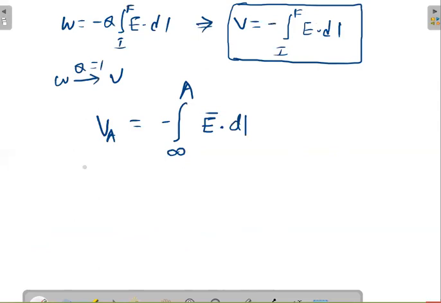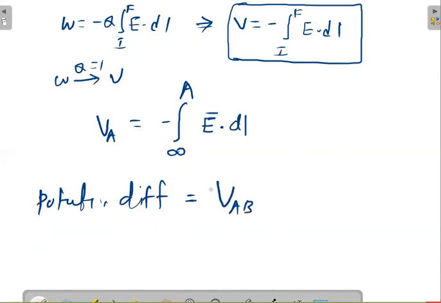Minus integral from infinity to A of E dot dl. Now the question arises: what is the potential difference? Say I want to know the potential difference between these 2 points, VAB. From your basics, you know it is VA minus VB. First I should know VA separately, and we have seen how to calculate VA separately. This is the procedure to calculate a separate voltage, VA or VB. Then if you take the difference, it is VAB.